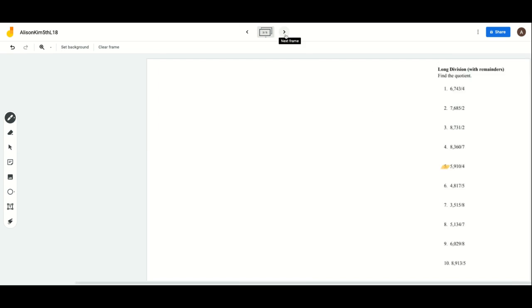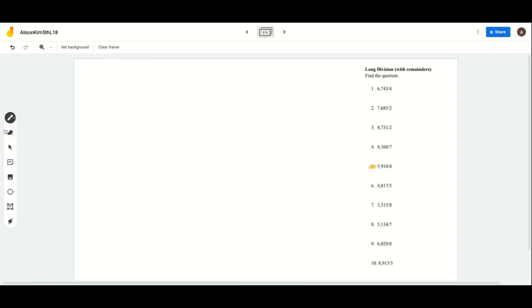Let's move on to long division. We're going to do number 5 together. I chose 5,910 divided by 4. So we're going to set it up. So we have 4 on the outside, and then we're going to have 5,910 on the inside since it's the dividend.